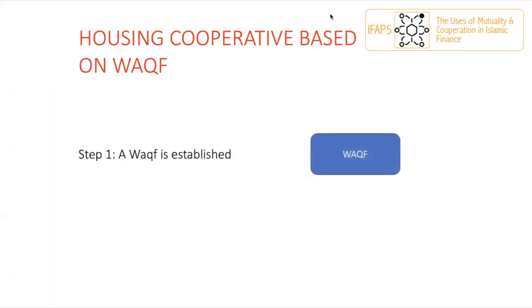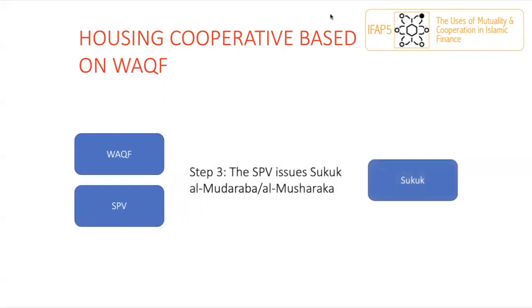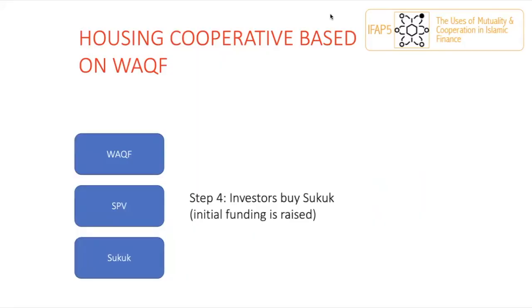Step number one, a Waqf is established. Number two, an SPV is set up. I'm giving you stepwise information. Number three, the SPV issues sukuk al-mudaraba or sukuk al-musharaka. Step number four, investors buy sukuk. This is initial funding. So initial funding is raised.